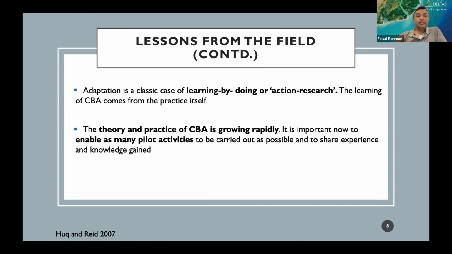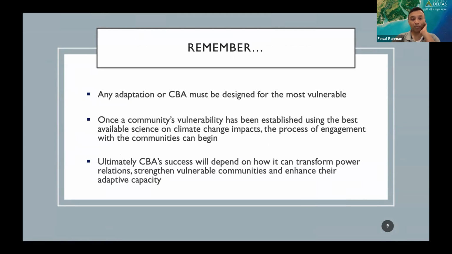Going forward, as I said, adaptation is essentially a classic case of learning by doing, or action research, and CBA is very much an example of that. Therefore, as the theory and practice of CBA expand, we need to learn further. With many more pilot activities, we can gather more knowledge and probably strengthen the concept as it is being adopted by different entities across the world.